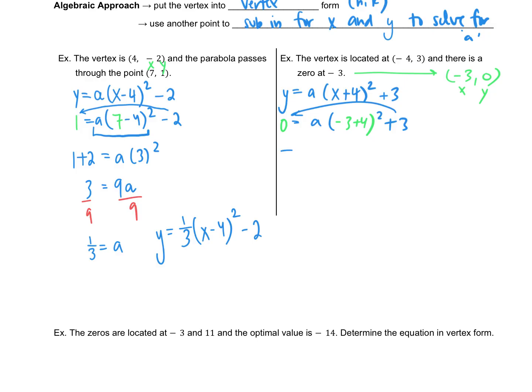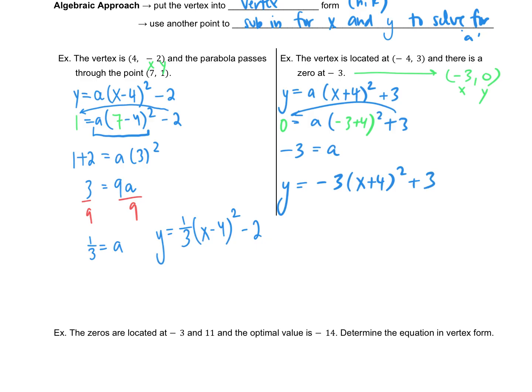So 0 minus 3 is -3. And then for the bracket, -3 plus 4 is 1. And 1 squared is 1. So we've actually finished isolating for a. Y equals -3(x + 4)^2 + 3.